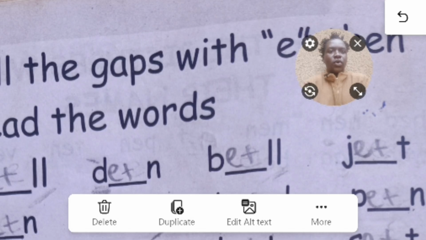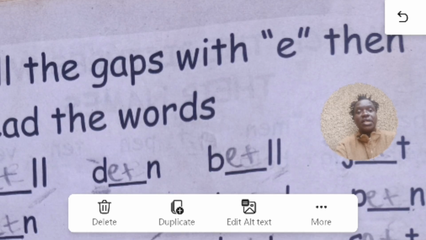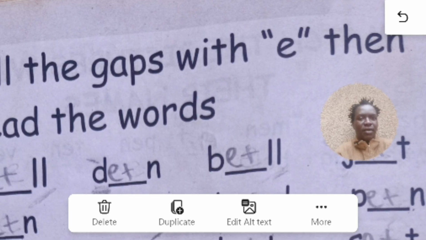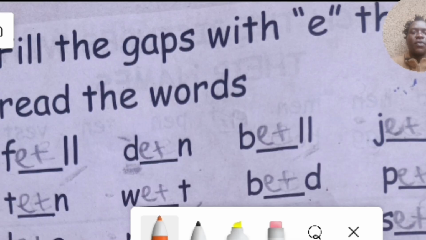Here, we are going to fill the gaps with A. Then we read the words. Yeah, you can either say E or A, but remember here we are dealing with consonants and vowel. We have F, which is consonant, and then A, vowel, double L, consonant. Yeah, therefore this two becomes fe. Fe plus L becomes fell.